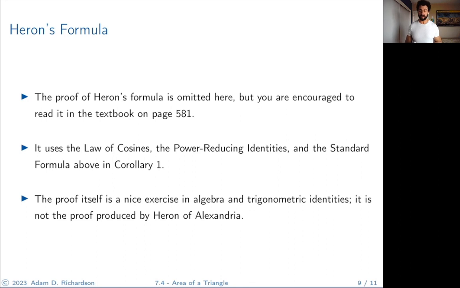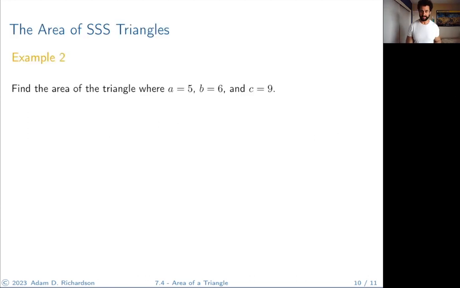So the proof itself is a nice exercise in algebra and trigonometric identities, but it is not the proof used or produced by Heron of Alexandria. That's not the proof he came up with. But again, you should read it and see how it works. It's a good way to see how all these identities, laws and theorems can come together. But we're just going to use it. So let's use it in this example here.